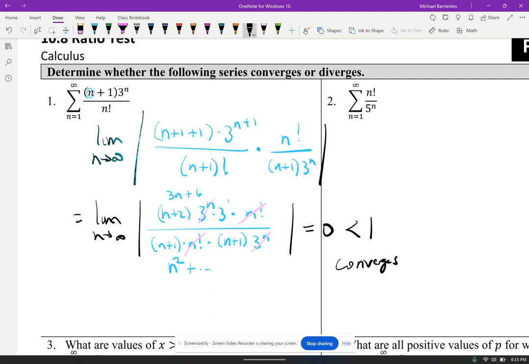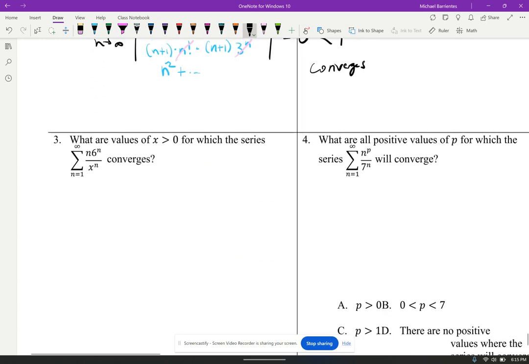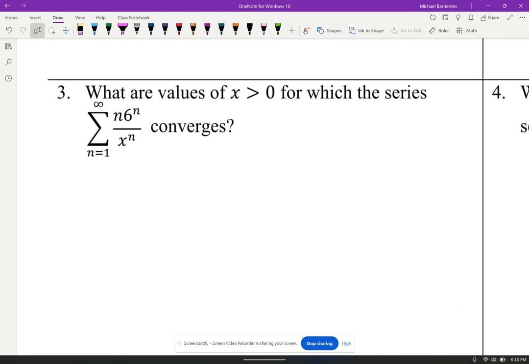Alrighty. I wanted to do one of these two, and I'm not sure which one. I kind of want to do number 3 because it involves a series that has n's and x's. So the question is, for what values of x greater than 0 does the series converge? Well, let's use the ratio test.